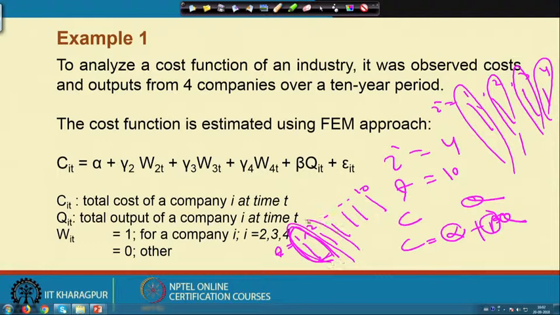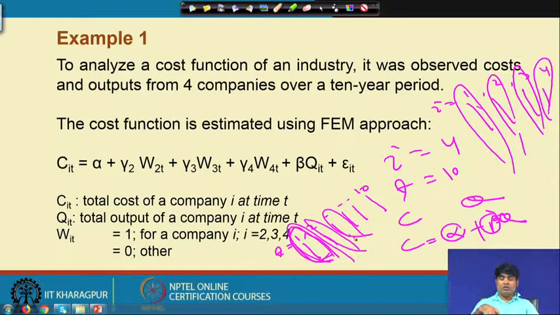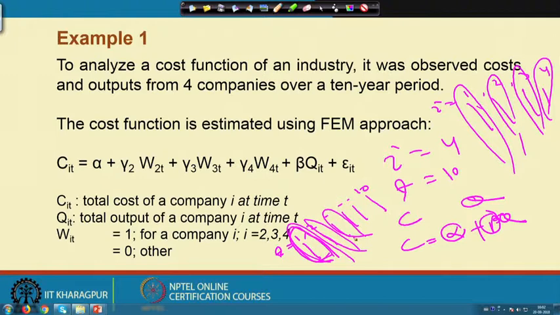Okay. And every output will represent the functional relationship between cost and output. So technically we would like to know, if you hold t constant, then i will vary. So the clear-cut indication is that for a particular time period, how these firms are bringing the cost and output relationship.